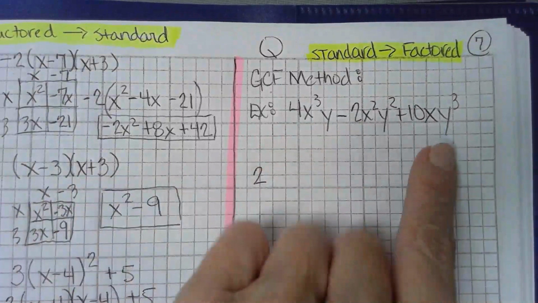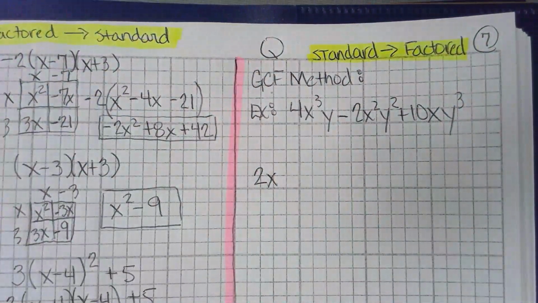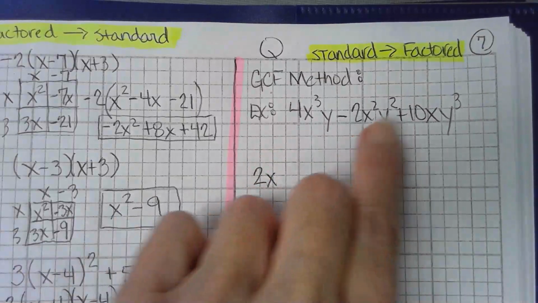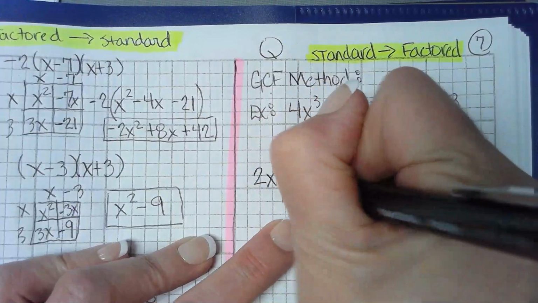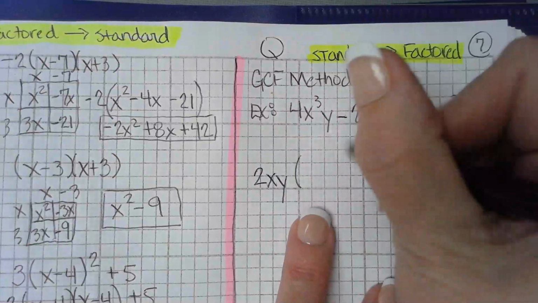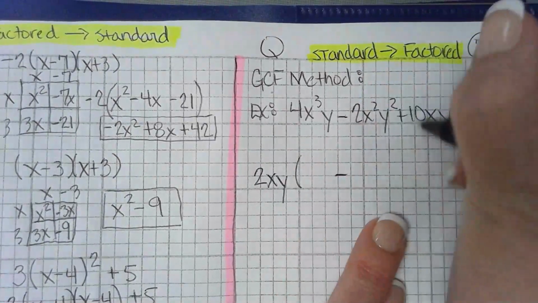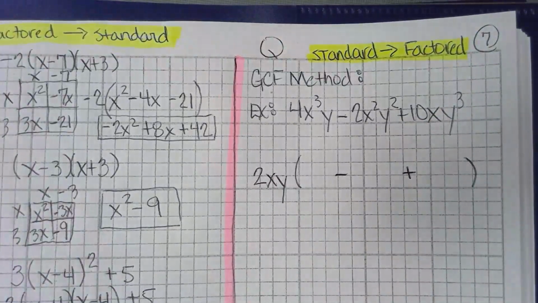X shows up in all 3. I pick the smallest power. Okay, tell me about the Y's. Y shows up in all 3. I pick the smallest power. I set up one parenthesis and make it a big one. I'm going to go ahead and bring my minus sign down to make some slots and bring my plus sign down to make some slots. What do I do now?